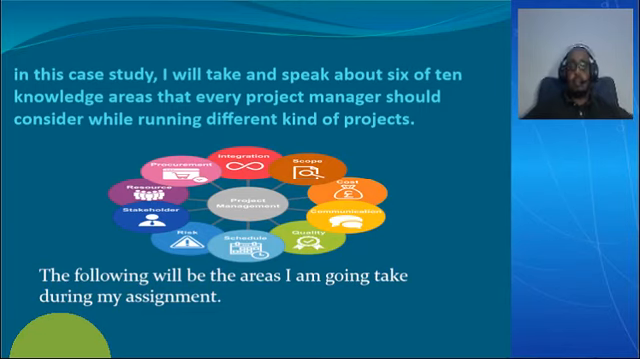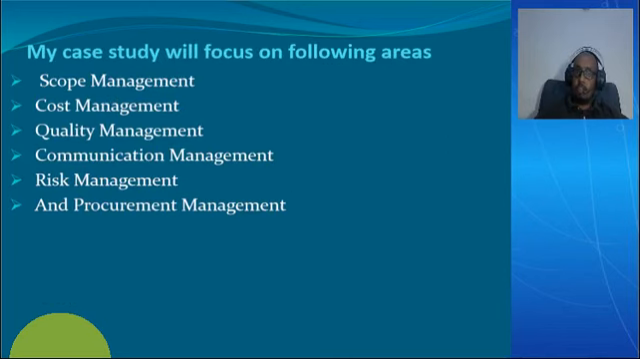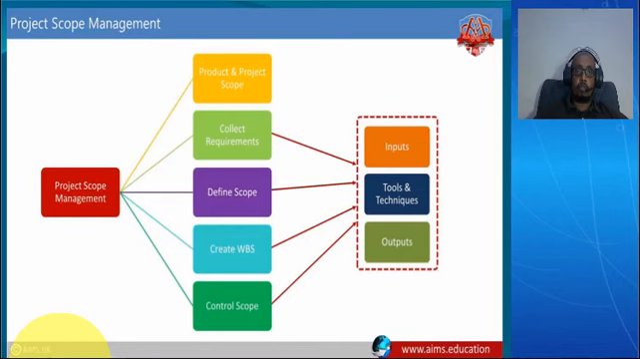In this case study, I'll take up and speak about 6 of the 10 knowledge areas that every project manager should consider while running different kinds of projects. My case study will focus on the following areas: scope management, cost management, quality management, communication management, risk management, and of course procurement management.